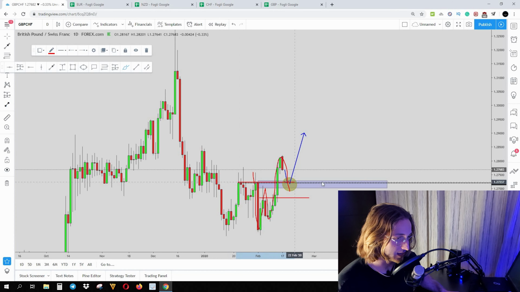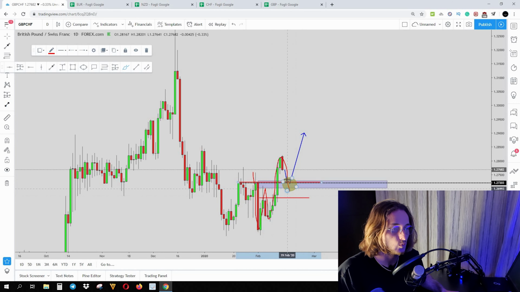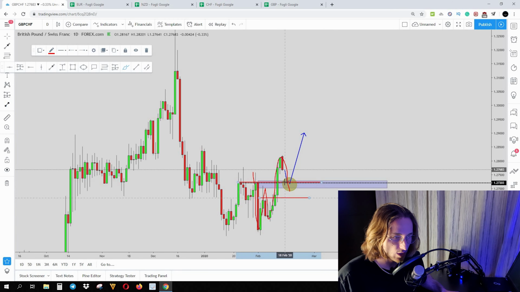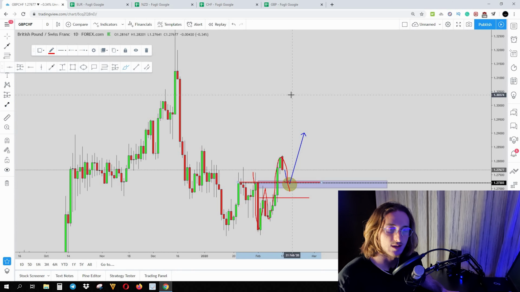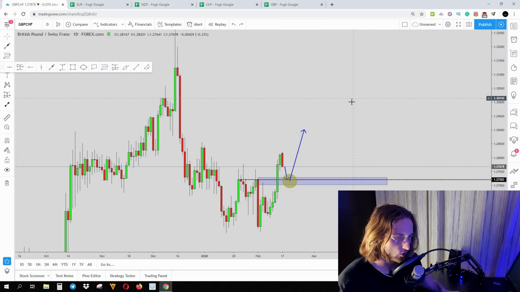Now, in this particular case, since we have this strong confluence zone of support here, we can expect the market to stop here, but nothing will stop the market makers from making a fake breakout, breaking back above the area, then retesting it, and then making the push to the upside. And if you haven't seen the video about fake breakouts, I will make a more in-depth one very soon in the future. So this is what we have on GBPCHF.